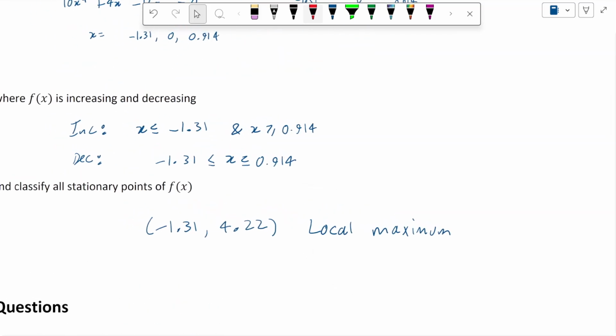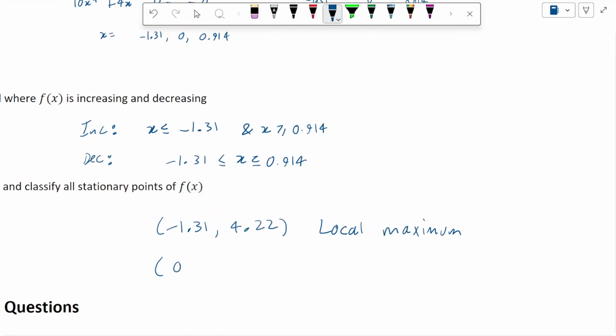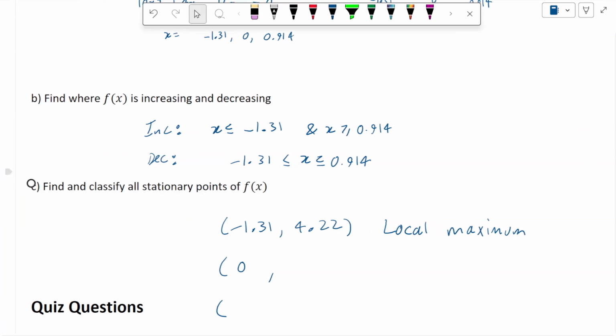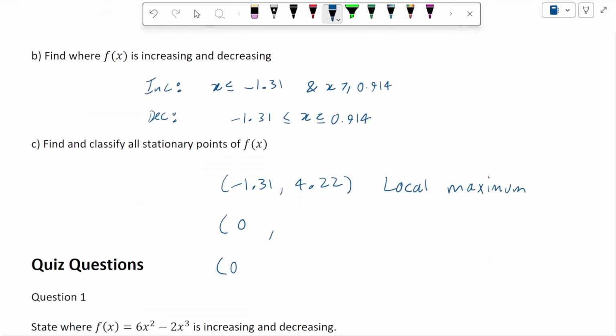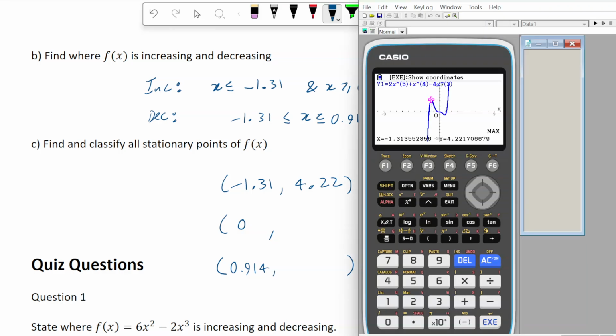Okay. We're going to have 2 more stationary points. So these are our critical points here. 0.914 and 0. So we'll just see if we can get those ones. So you could have got that local max with the maximum button, or you can trace and then go minus 1.31, up to you how you want to do it.